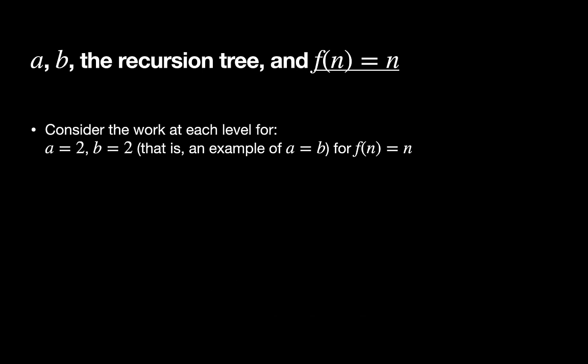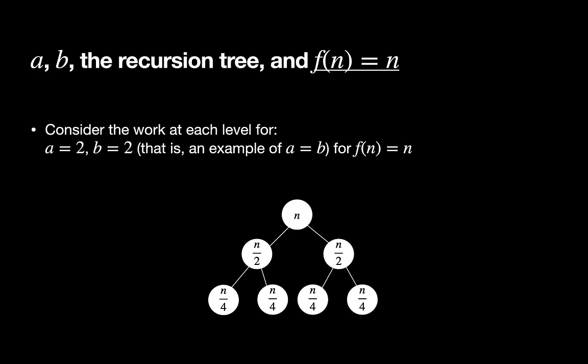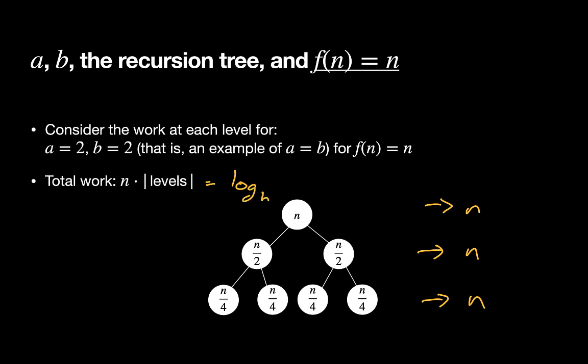So our initial instance of the problem has to deal with all n pieces of data, and it passes n over 2 pieces of data to each of the recursive instances, and they pass half of their data, so n over 4 total, to each of their recursive instances. One of the things you might notice about this is that the sum at each layer ends up being n. So the total amount of work that we have here is n times the number of levels in the tree. And we've already identified that the levels in this particular tree would, in general, be log base b of n. And in this case, it'd be log base 2 of n.